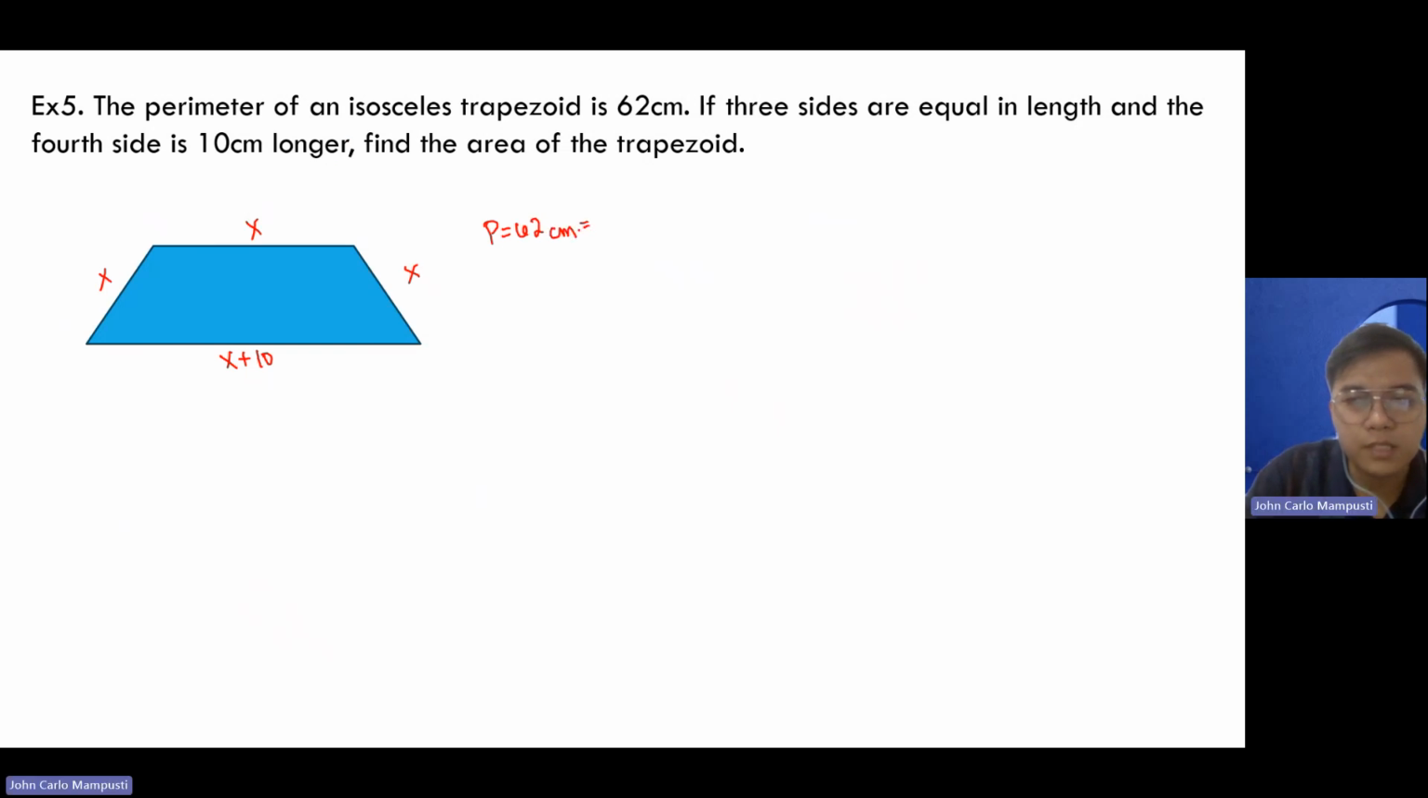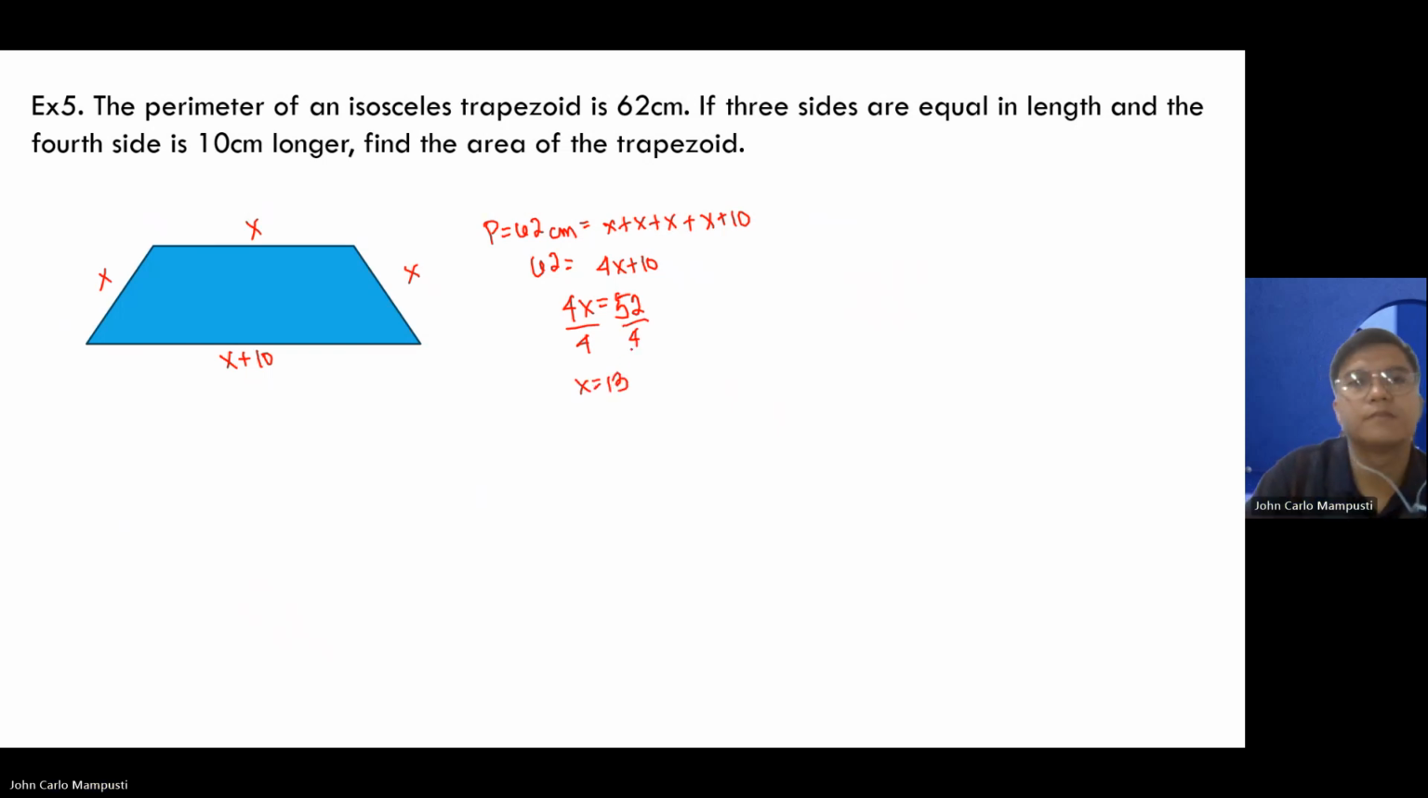We said the perimeter is the sum of all sides. So x plus x plus x plus x plus 10. So 62 equals 4x plus 10. Transpose that to the other side, 4x equals 62 minus 10, which is equal to 52. So divide both sides by 4, x is equal to 13.